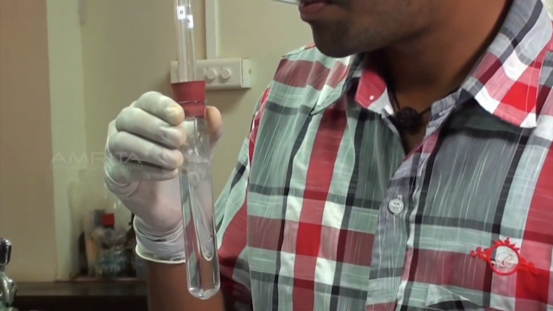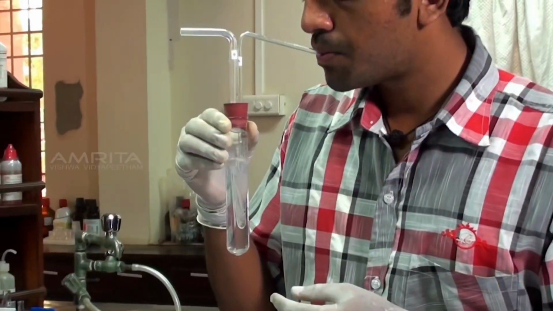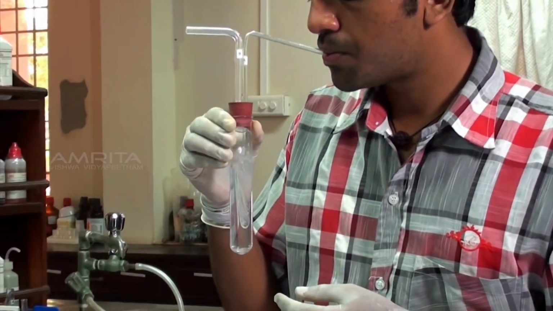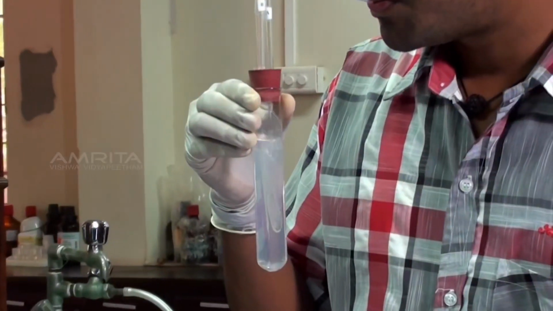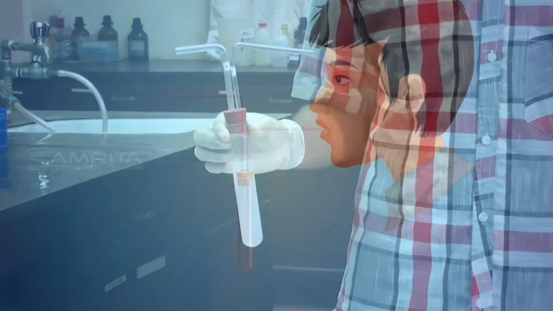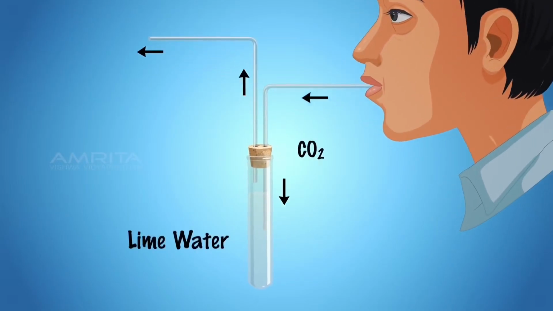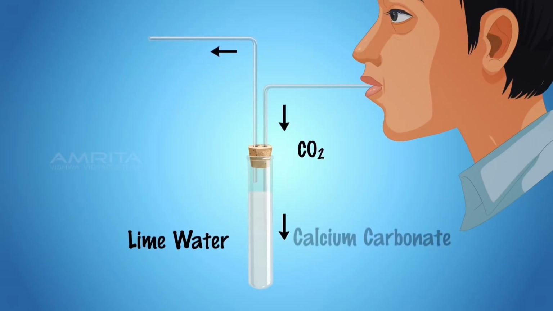Breathe out air with full force by putting your mouth at the end of tube A. Continue doing this vigorously for at least 1 minute. The bubbles of the air breathed out gradually turn the lime water milky. The only gas that can turn lime water milky is carbon dioxide. When carbon dioxide reacts with lime water, it forms calcium carbonate, thus giving lime water the milky appearance.